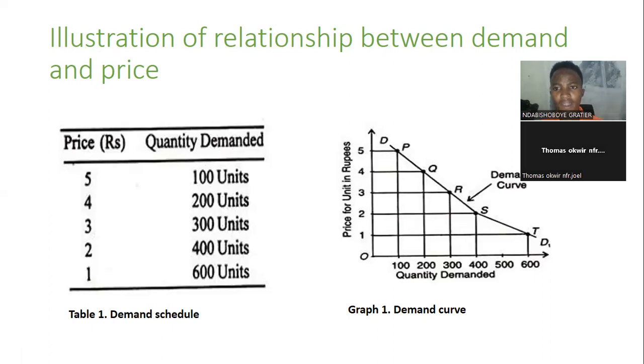Can you see my cursor? Yes, sir. Good. So this is the illustration of the relationship between demand and price. We have seen that as the price increases, the quantity demanded reduces. And as the price reduces, say it comes back to 4, the quantity demanded increases from 100 to 200.